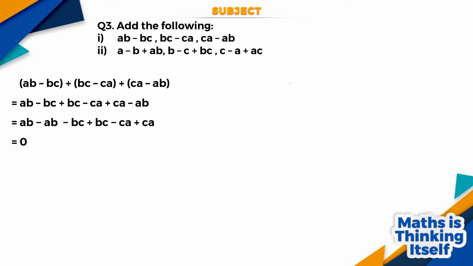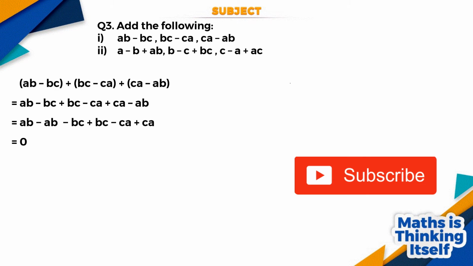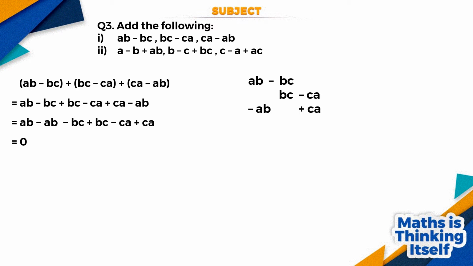So now another way to solve this example is column method. It is a horizontal method and next is column method. First example we take in the both method. So now column method, to arrange the given expression as AB minus BC. So here AB minus BC is there.